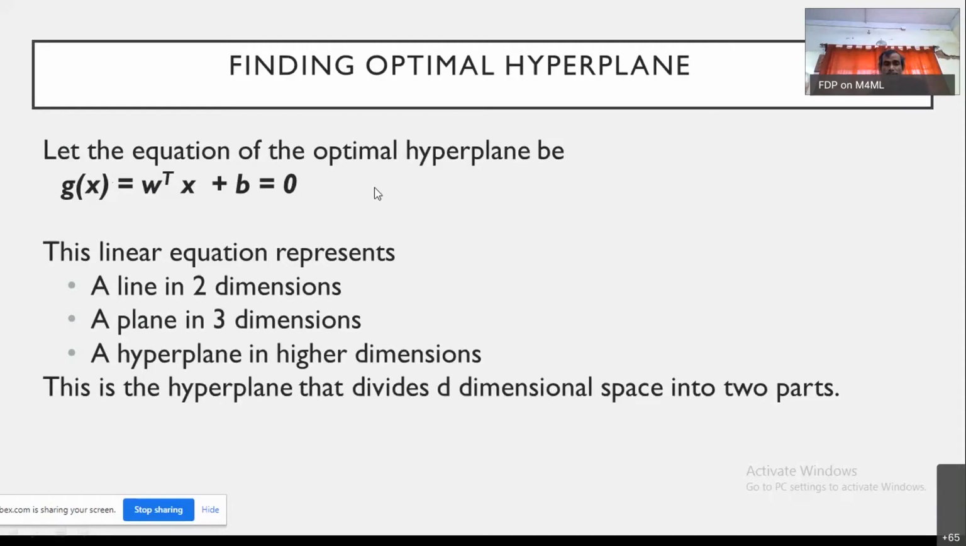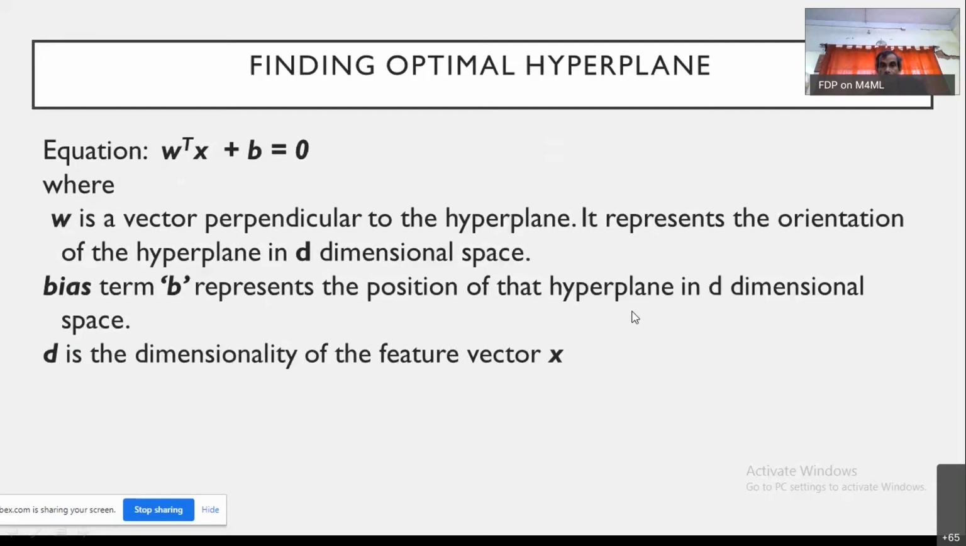Okay, let us assume that the optimal hyperplane has an equation like this. General equation w x plus b equal to 0. It will be a line in 2 dimensions, a plane in 3 dimensions, and a hyperplane in higher dimensions. So this is basically a hyperplane that divides the space into 2 parts, right? So how do I find this? The W vector, as you know, determines the position of the hyperplane in dimensional space, and the bias represents the shift.